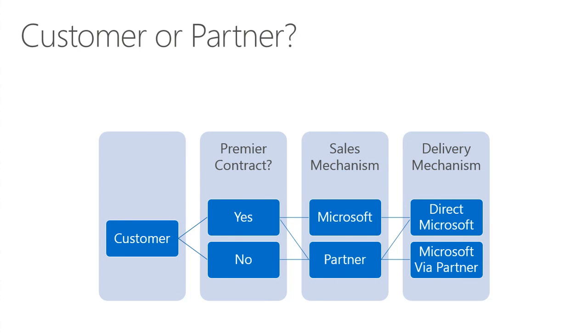If you don't have a Premier contract, or you do have a Premier contract and you have an outsourced or managed service from a partner, it can be delivered with the partner. Again, the partner can sell it, but we'll still deliver it. The difference between direct Microsoft and via partner is, if it's a managed service and you want the partner to see the data, it's the via partner route. If you want a purely customer-Microsoft relationship and only you will see the data, it's a direct Microsoft route.